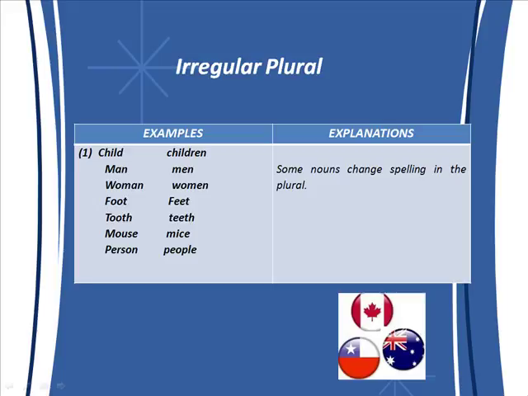We have irregular plurals too. For instance, there are some words that don't form the plural like the other words, by adding just a final s. Here we have some examples and explanations. Examples: child, children; man, men; woman, women; foot, feet; tooth, teeth; mouse, mice; person, people.